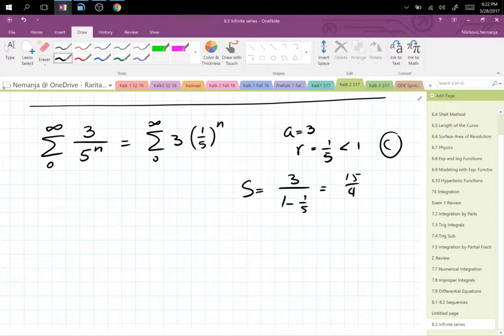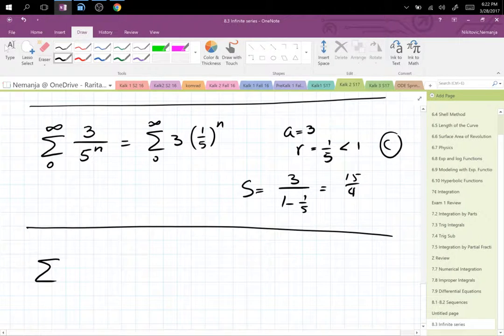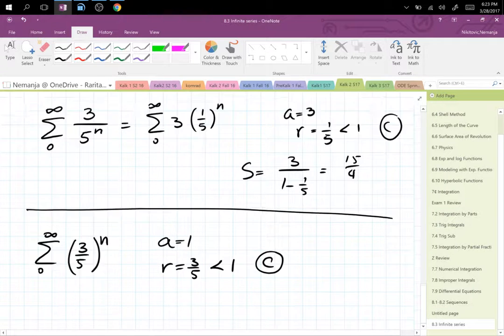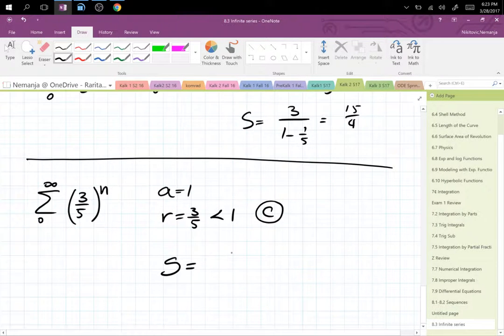Okay, so if it was 3/5 all to the power of n, then a would be 1 and r would be 3/5. So the next problem is what's happening if it was 3/5 everything to the n. In this case, a is equal to 1, r is equal to 3/5. 3/5 is still smaller than 1. We have a convergence. So the summation for that one is 1 over 1 minus 3/5, which is clearly 5/2, when you compute.